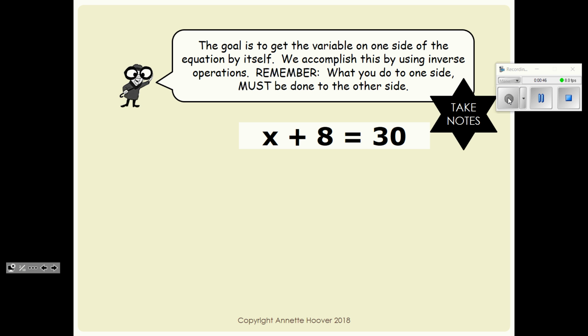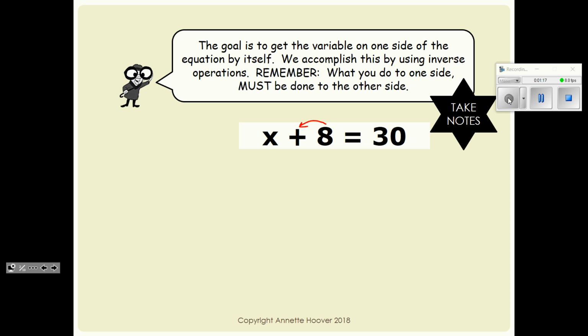So what we want to do is move everything that's on the same side as the variable. Once I identify where the variable is, I look on this side. What do I need to move? I need to move the positive 8. Look at the sign in front of it. It's a positive 8. The opposite of a positive 8 is a negative 8. So that's our inverse operation that we're going to use. We're going to do the opposite.